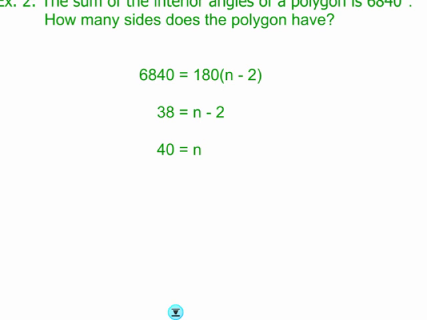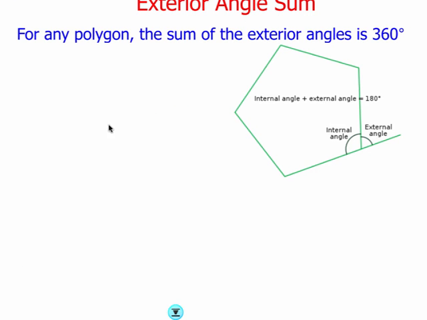Now, exterior angle sums is even simpler. For any polygon, the sum of the exterior angles is 360. Every time, no matter how many sides. I'm not going to do any examples with these, but I am going to quickly prove to you that this is true. What we need to know for that is that our interior angle and our exterior angle form a linear pair, so they equal 180 degrees. That's something you need to make sure you know for this to work.